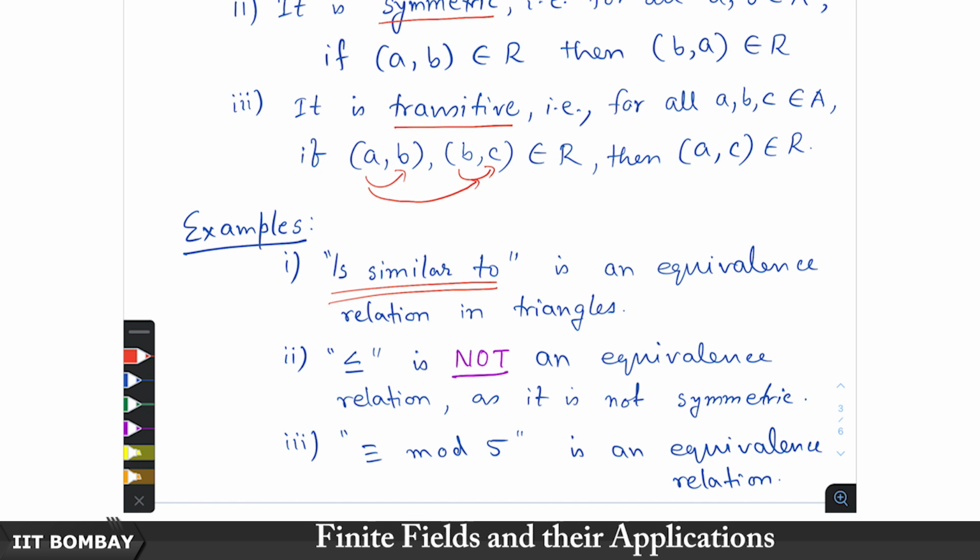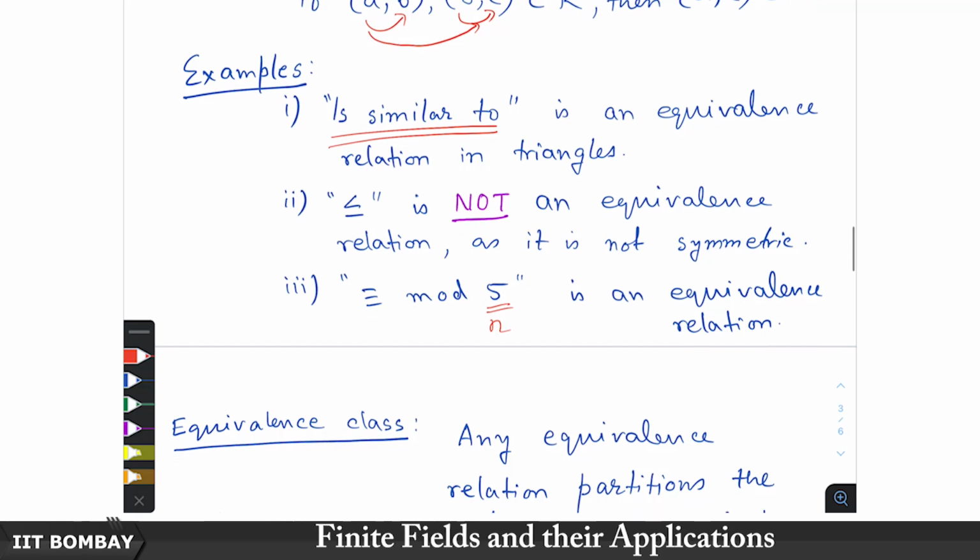Why? Because it is not symmetric, as we discussed before, right. 2 is less than equal to 3, but 3 is not less than equal to 2. Congruence modulo any integer n, right, it need not be 5, it can be any integer, is an equivalence relation. You can check that every property is satisfied.